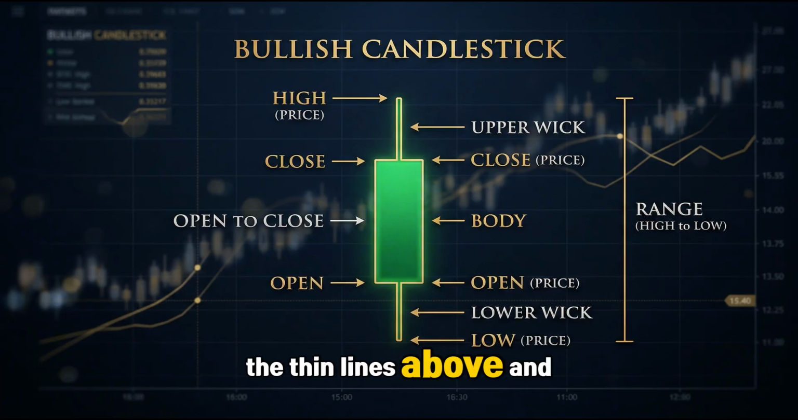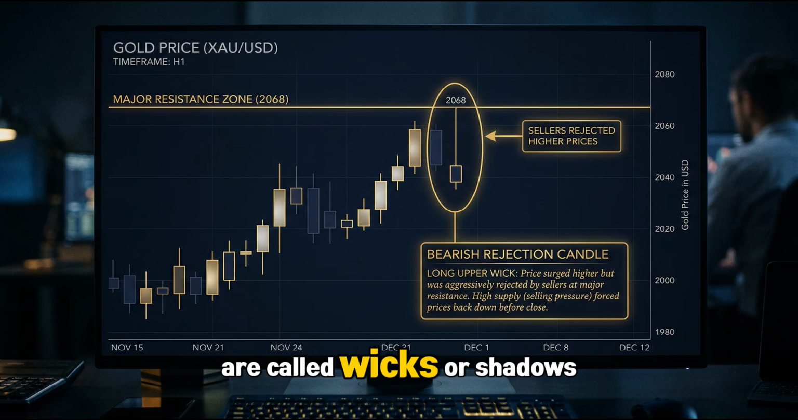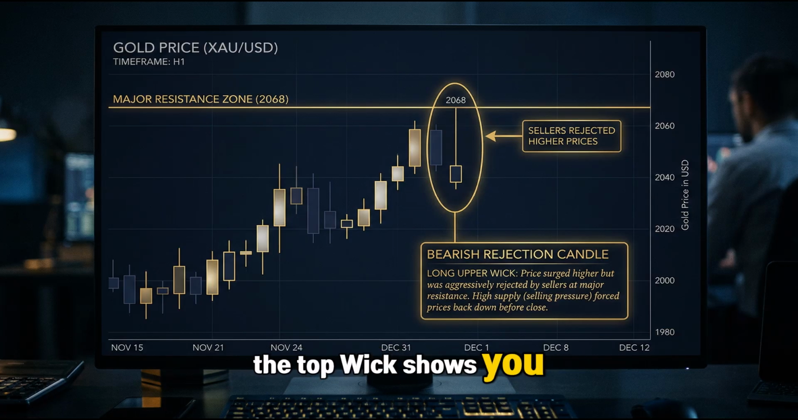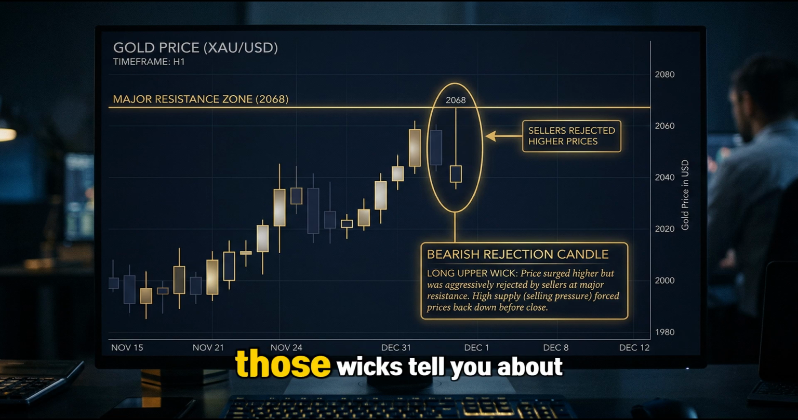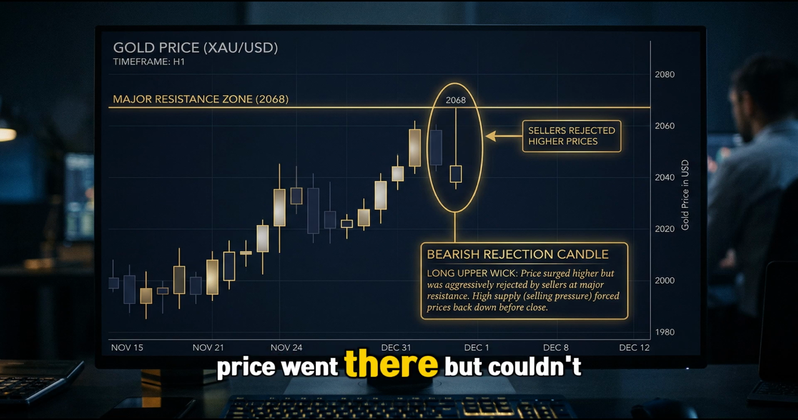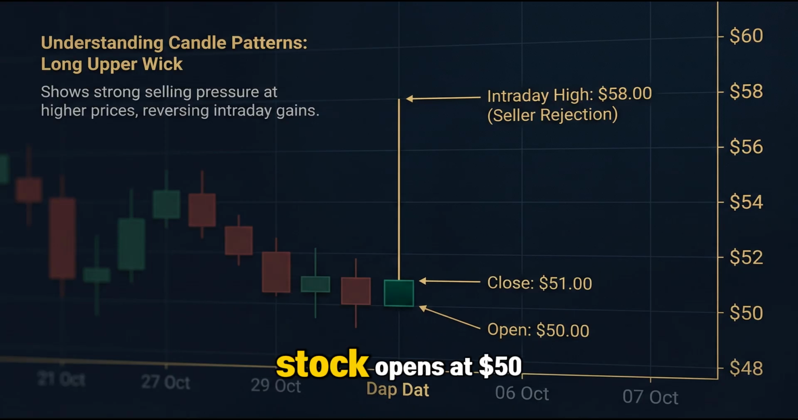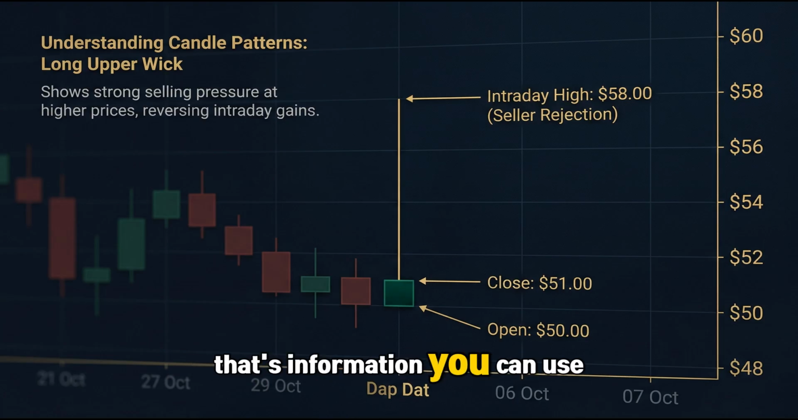The thin lines above and below the body are called wicks, or shadows. The top wick shows you the highest price reached during that period. The bottom wick shows the lowest. Those wicks tell you about rejection. Price went there, but couldn't hold. Imagine a day when a stock opens at $50, shoots up to $58 during the day, but closes at $51. That long upper wick is screaming at you. Sellers showed up hard at $58 and pushed price back down. That's information you can use.